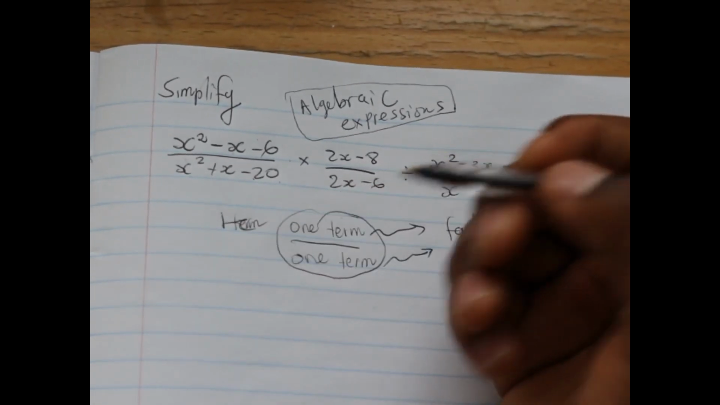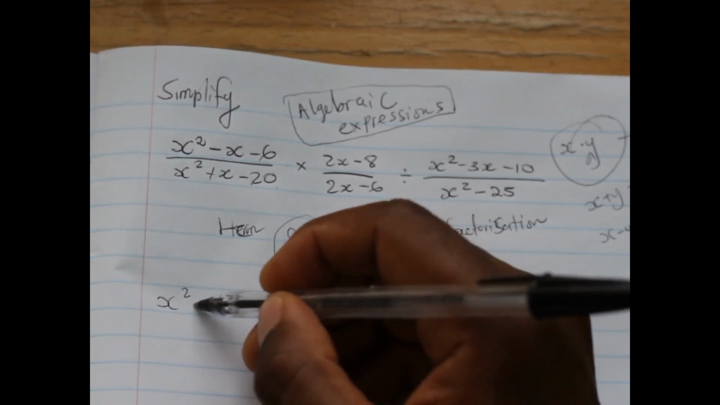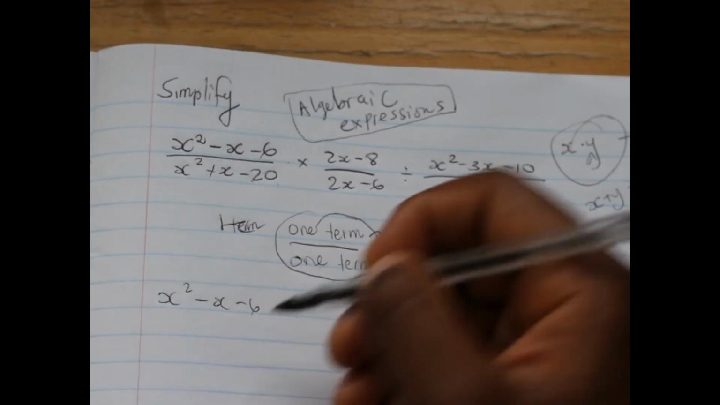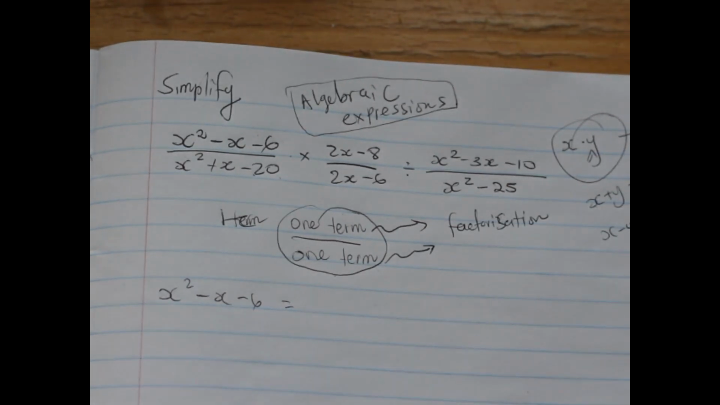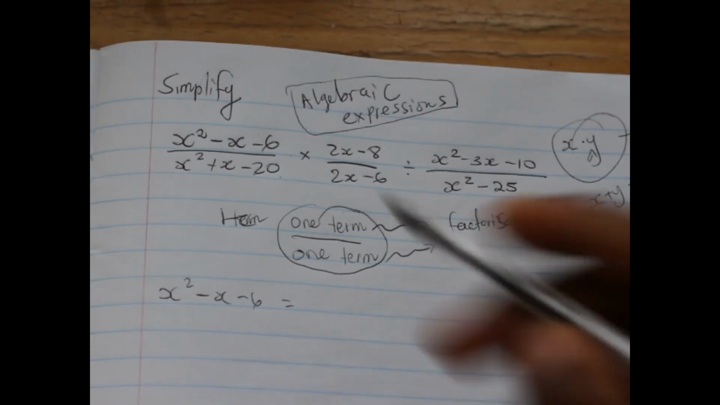Let's start off with x squared minus x minus 6. So we need to factorize this, right? Whenever you're thinking one term over one term, think factorization. There's no other method that you can use to bring these terms to one term. So how do we factorize?